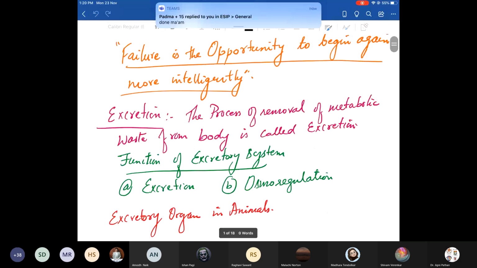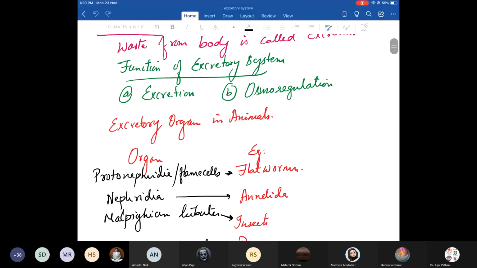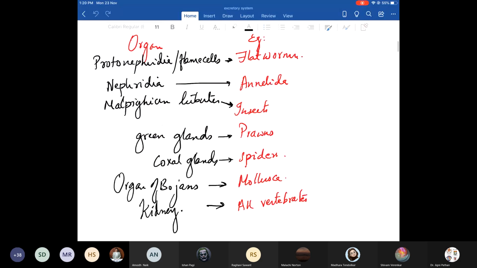Okay, next. Excretory organs in animals. So you know there is an evolution of excretory organ also. In vertebrates, we all have the kidney. But in the lower organisms, there are different organs or tissues or cells, or glands that perform as excretory system or the osmoregulators.